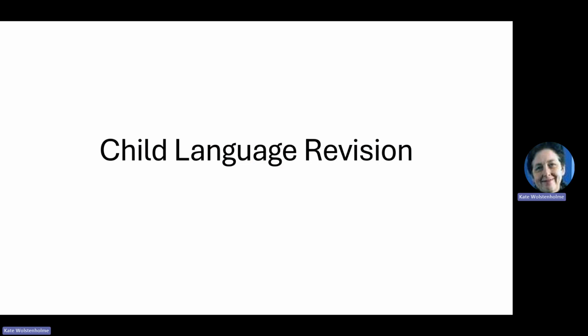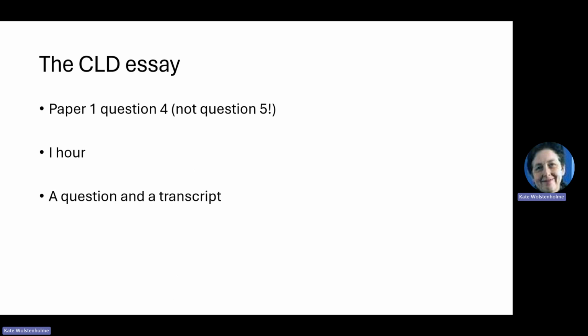Okay, so I'm going to run through some child language revision. We've done this in a lesson. A lot of people missed it. Some of you might want to recap it. So it's about an approach to the child language essay that you can take that will work. Okay, this is a really effective way to approach it. I'm not saying it's easy, but it will work.